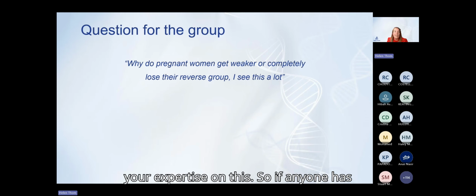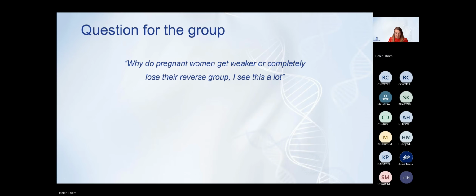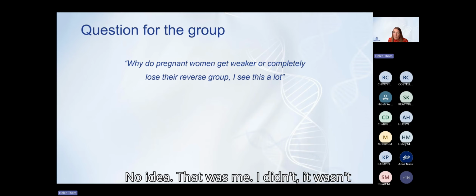If anyone has experienced this, where they do the ABO on their pregnant patient and they've got no reverse group whatsoever, or it's much weaker, has anybody ever seen that before? I just thought I would ask, and hopefully we can help get an answer to this question. Someone said not sure. Like I said, I didn't know. It's not something I've seen. A few, no, not seen. No idea. That was me. It wasn't something I had seen before.